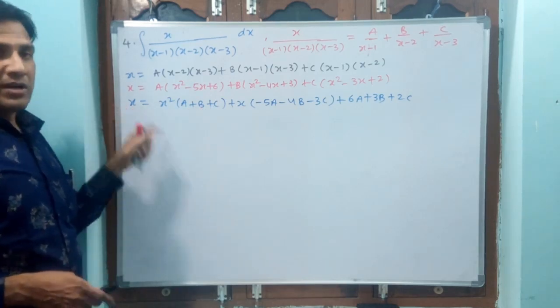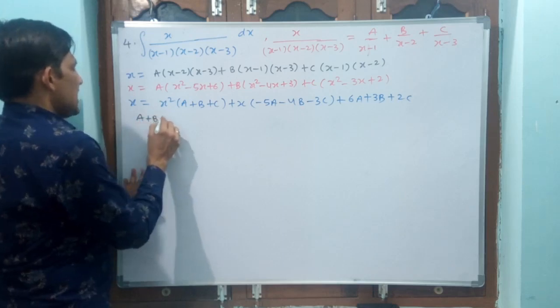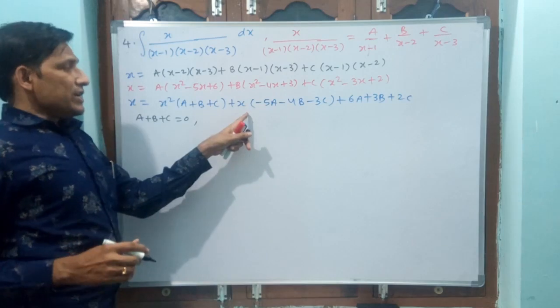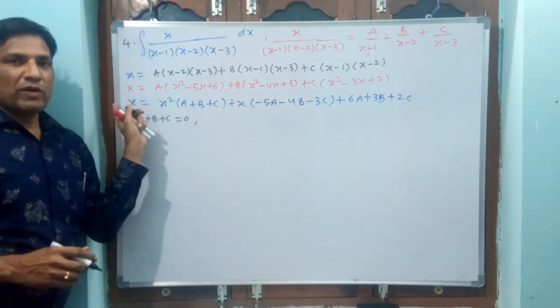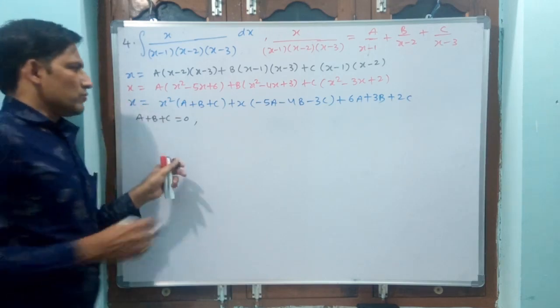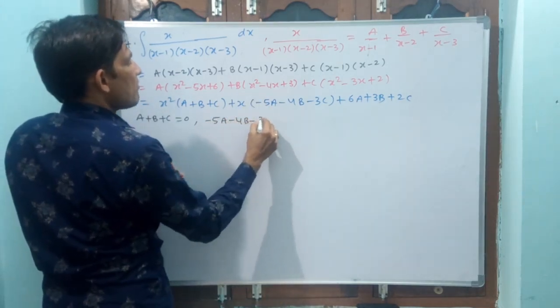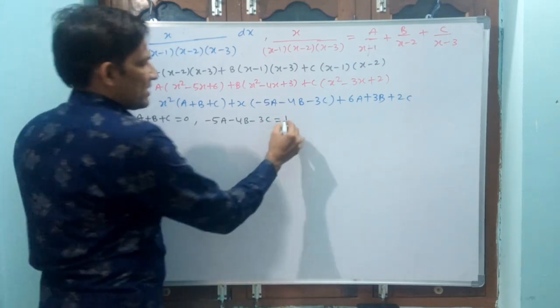Okay, see here, if you equate coefficients and constant, x square coefficient is a plus b plus c, but here x square is not there, that means 0. Write down a plus b plus c is equal to 0. This is one equation, first equation. X coefficient is there, here x coefficient is 1. 1x means 1, 2x means 2. Okay, write down minus 5a minus 4b minus 3c is equal to 1. Okay, this is second equation.